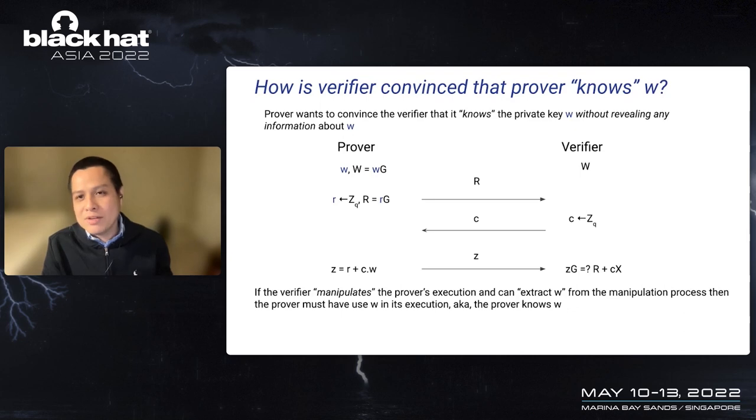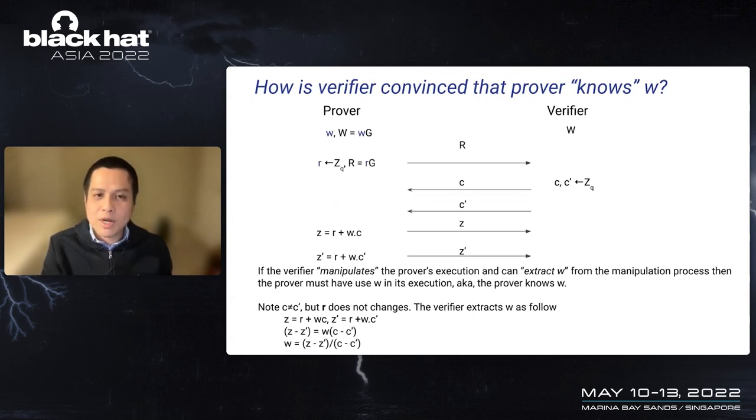If the prover doesn't know the private key, then no matter what the verifier does, it can't extract the private key, because it doesn't exist in the prover process. In practice, what they do is ask the prover to keep the random r unchanged. Then the verifier sends two different values, c and c prime. The prover does the same thing, computing z equal to r plus wc and z prime equal to r plus wc prime. If you write down the equations, you can see that it's very easy to compute w. It's equal to z minus z prime divided by c minus c prime. So there is a way for the verifier to extract the secret by interacting with the prover, and now the verifier is convinced that the prover actually knows the private key.